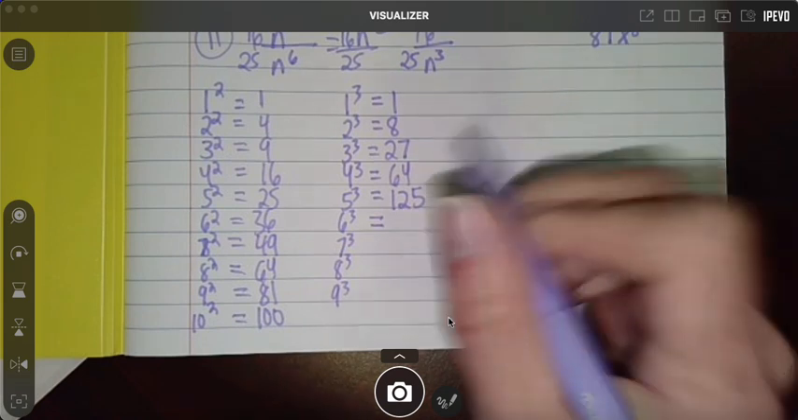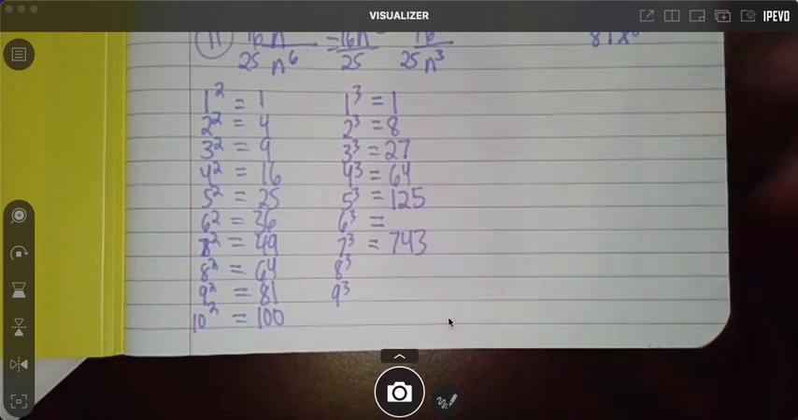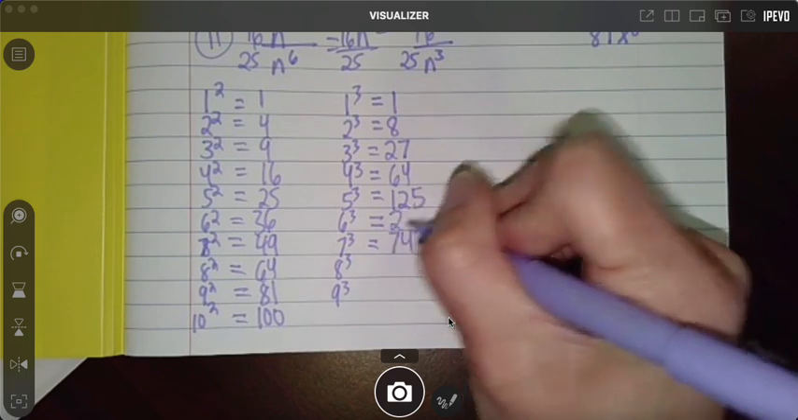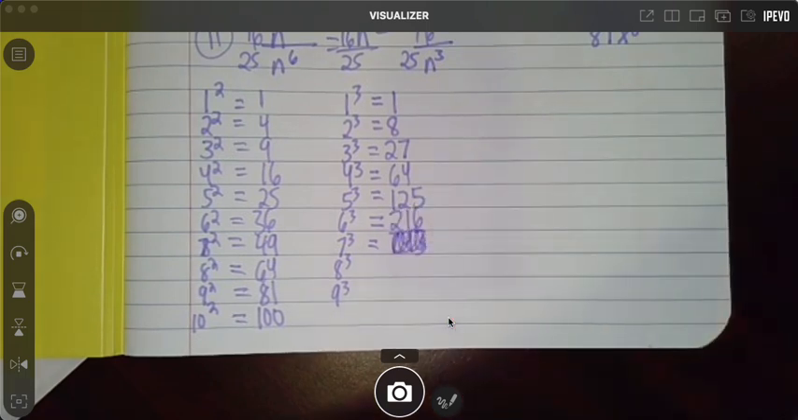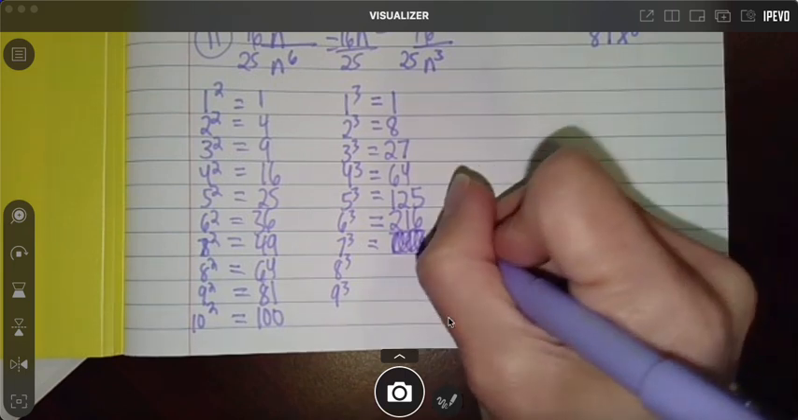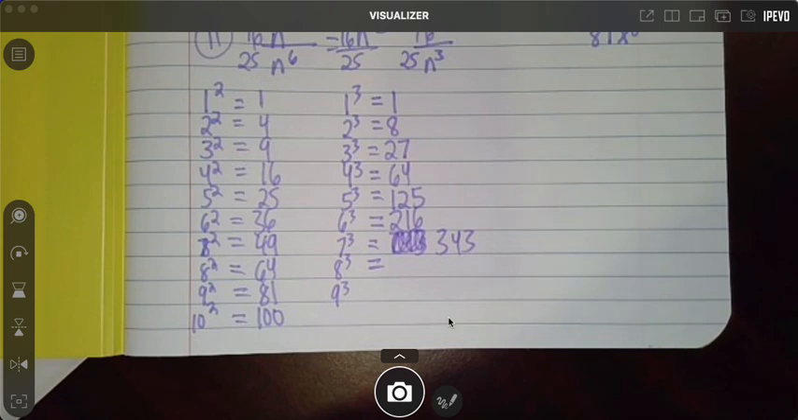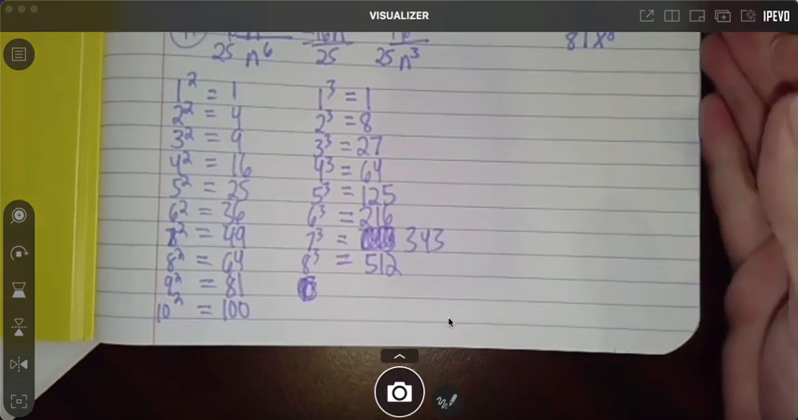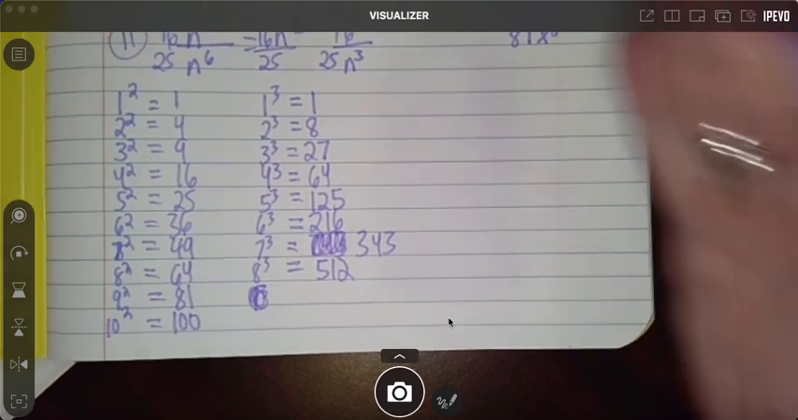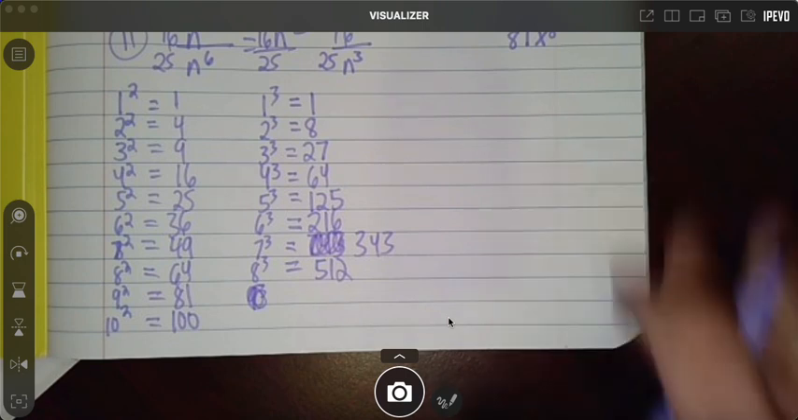6 to the third power? Hang on. 6 to the third is 216. What's 7 to the third power? 343. I got that wrong so many ways. Okay. 8 to the third. 512. And we can really quit there. And then I could go on to the 4th power. I could go on and do more to the 5th power and so on.